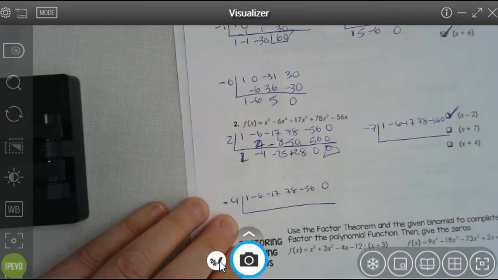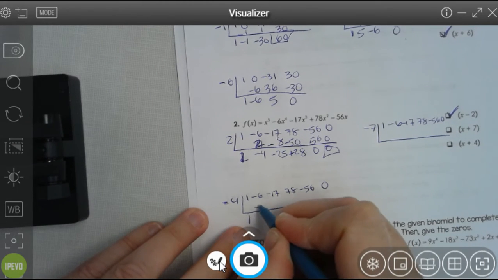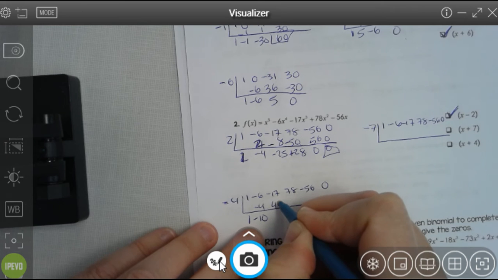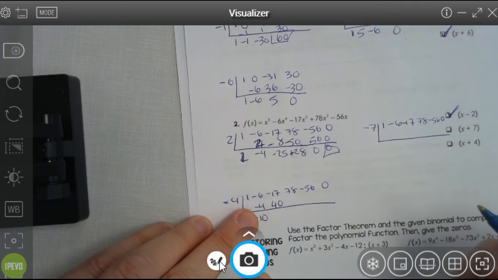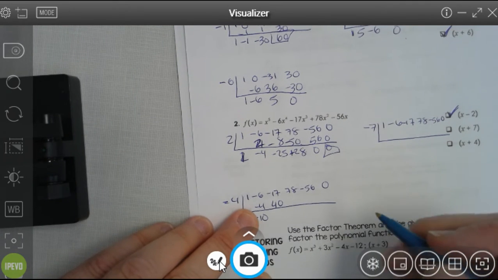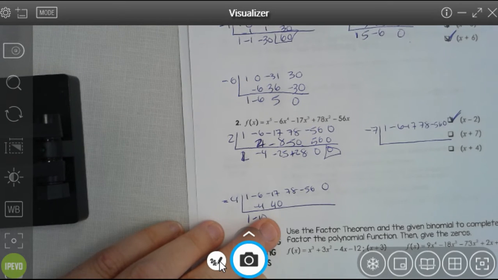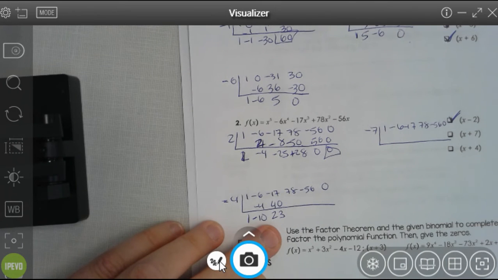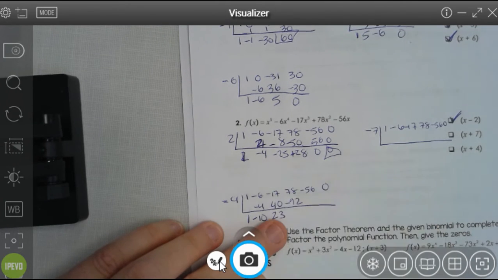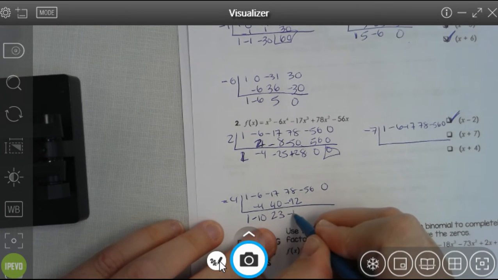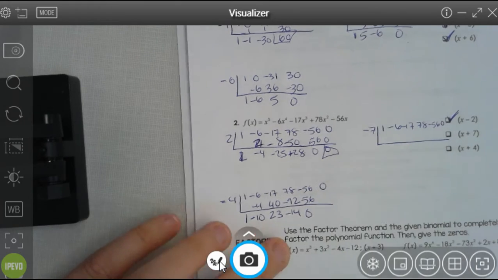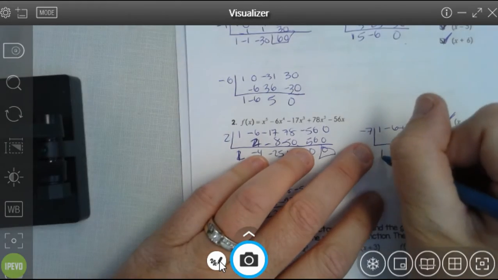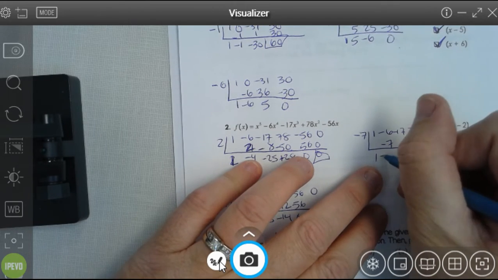So let's check -4 here. I don't know. So let's see. So we get 23. So that gave me 0. So -4 is indeed a factor. So multiply.